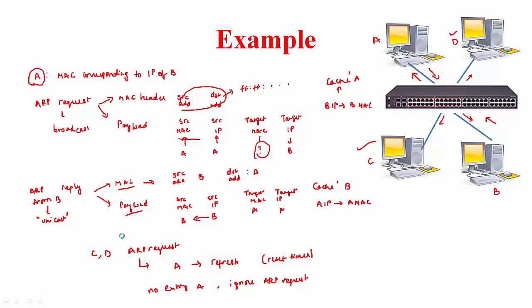There is no reason to believe that C and D have to talk with A. Why put an entry? So they don't put this particular entry. Now what about ARP reply? Should C and D do anything about it? Well, C and D may not even see the ARP reply because, as I said, it is unicast, so they don't have to do anything about it.